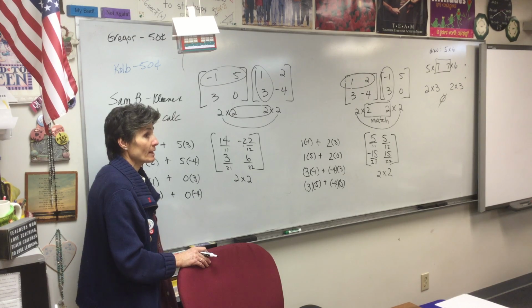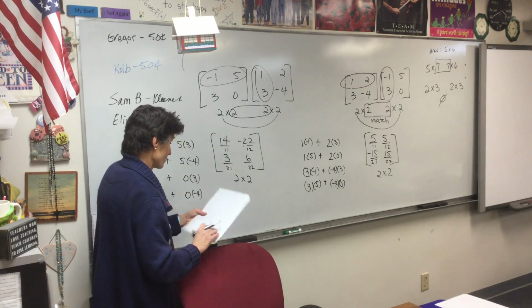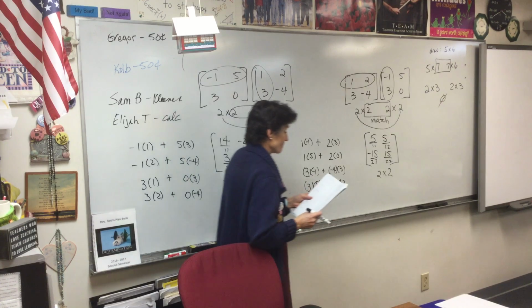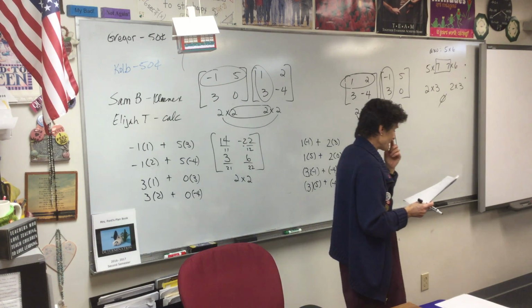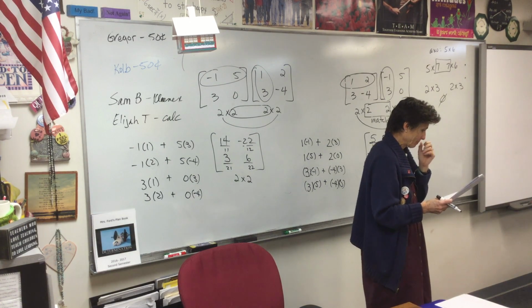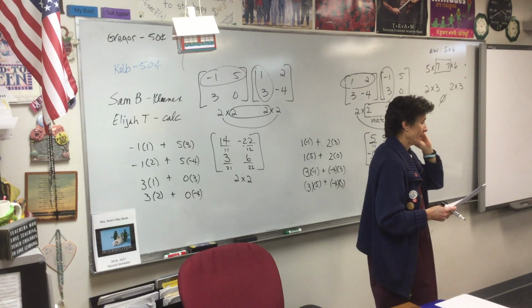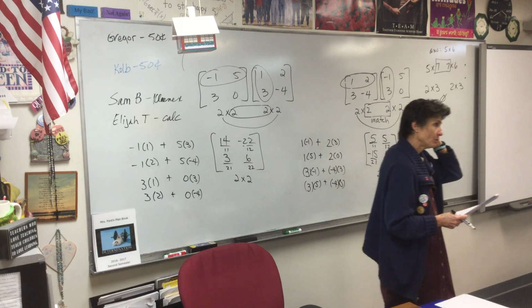Alright, we're gonna practice some more. You need to be able to do this. Okay, letter C. D times E. Can you not do it? Yeah. You cannot do it.